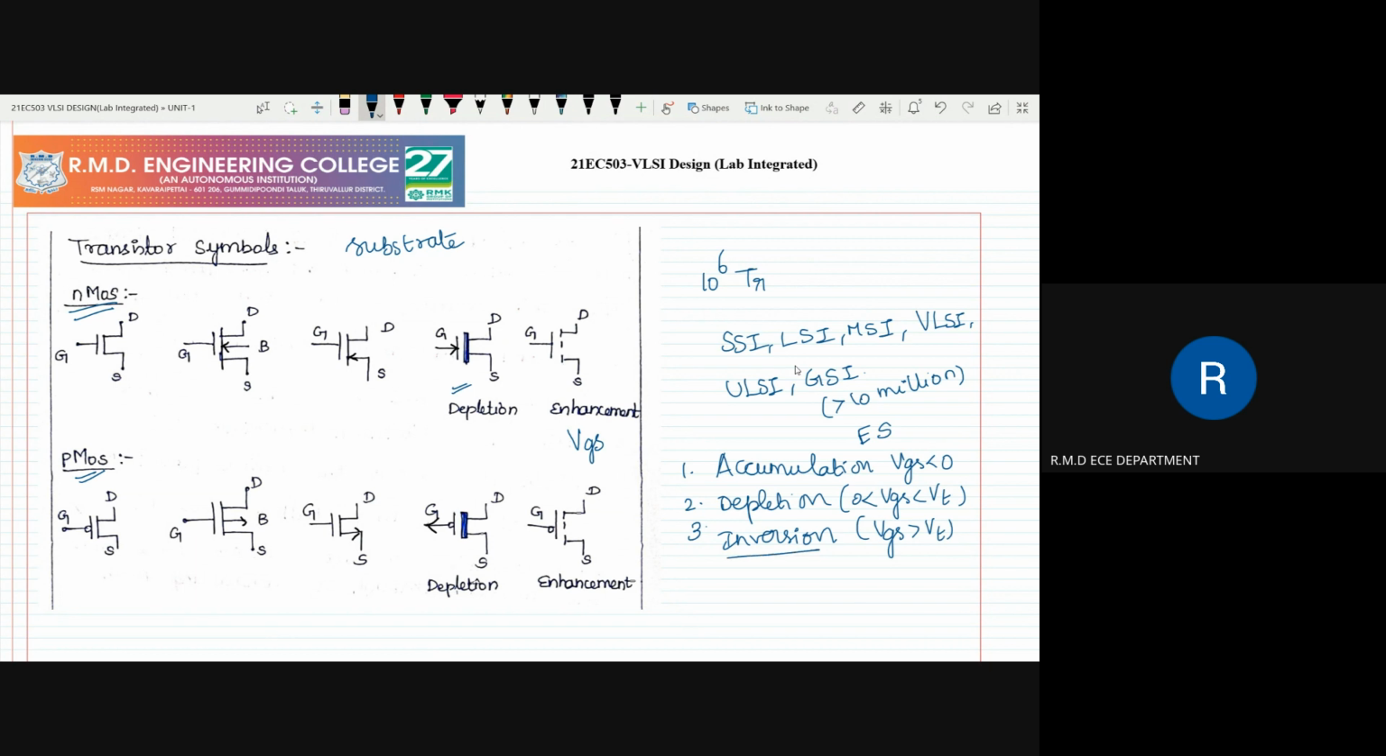Why is it called inversion? If we take a P substrate, definitely the holes will be abundant in that substrate. But after conduction, the substrate is full of electrons. So it inverts. That's why it is called the inversion layer.